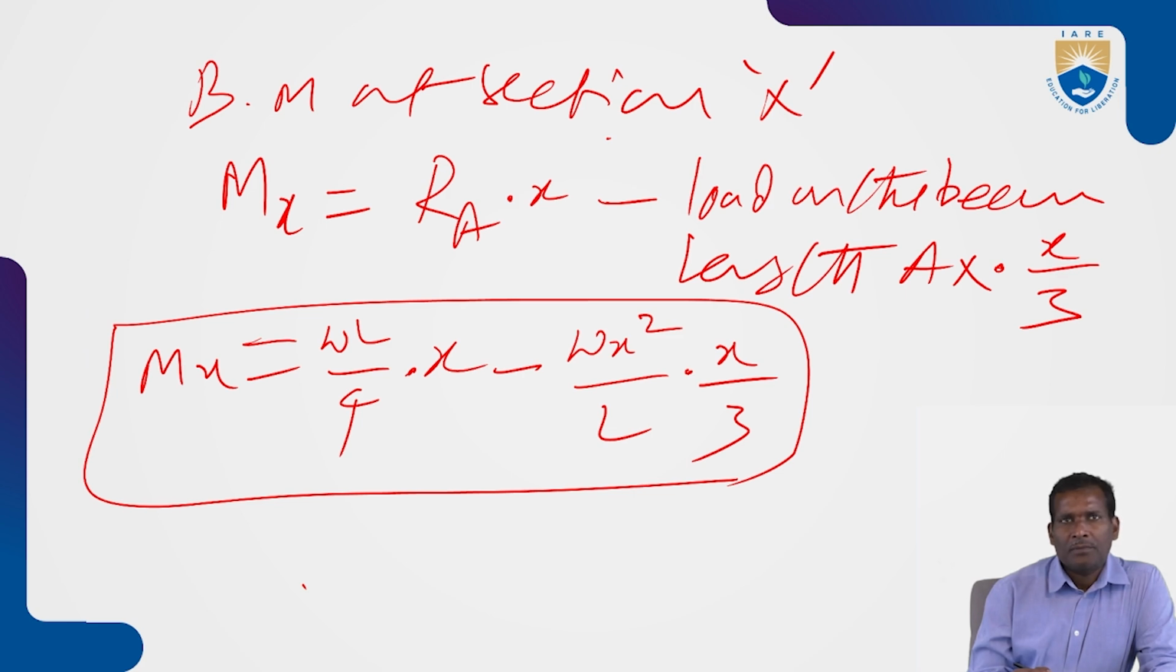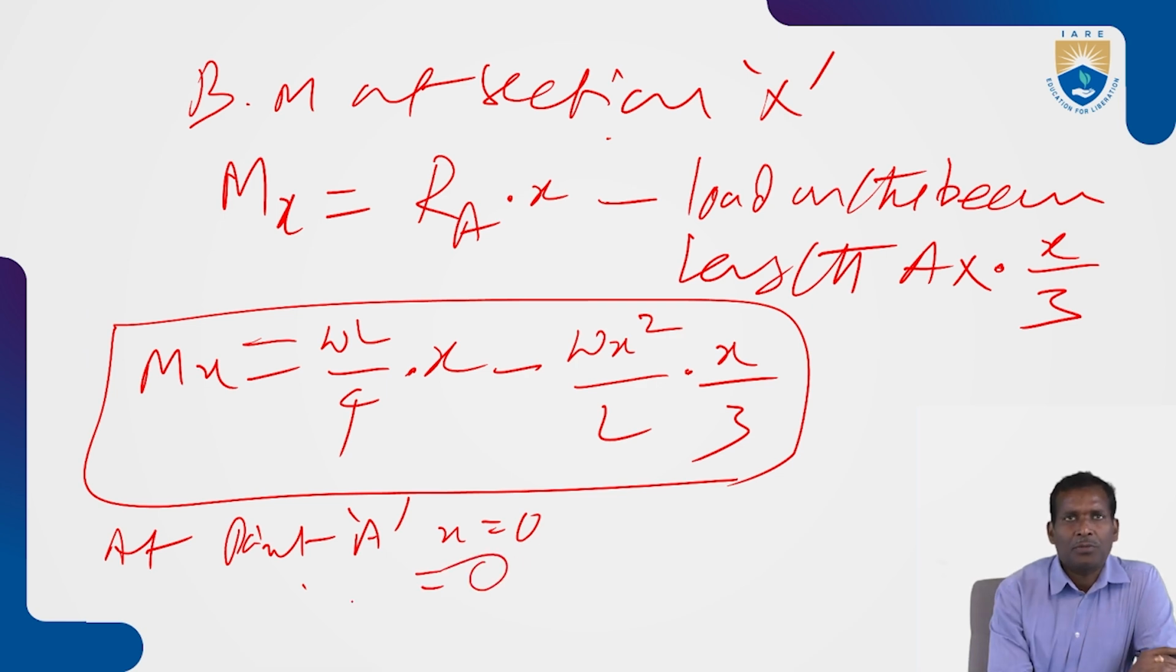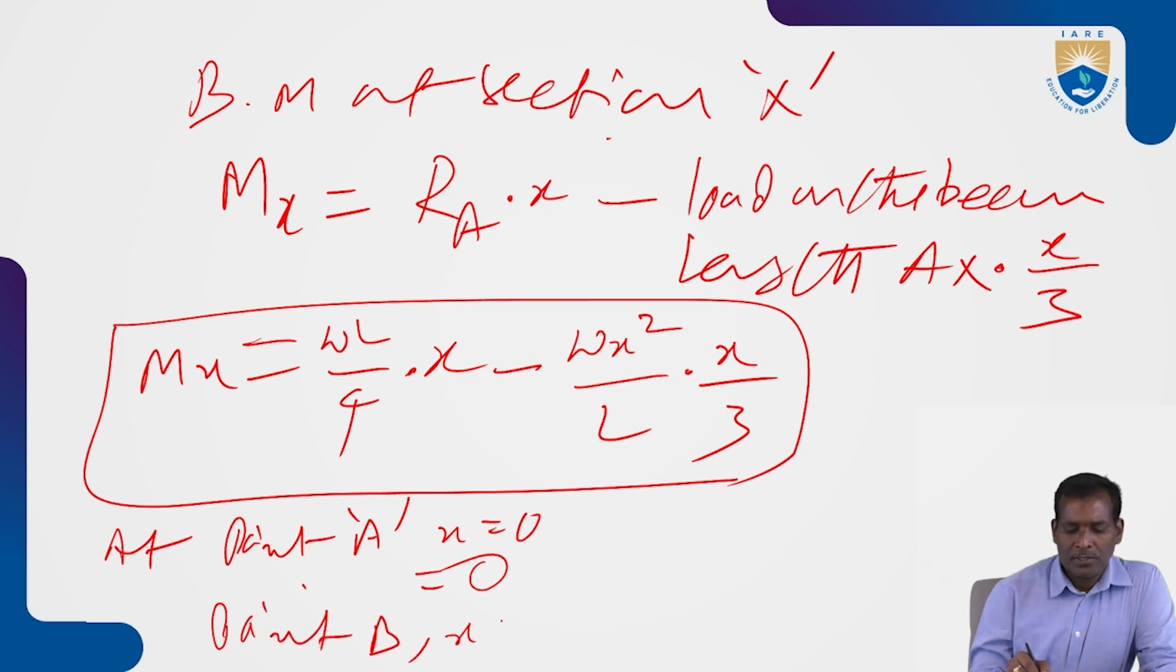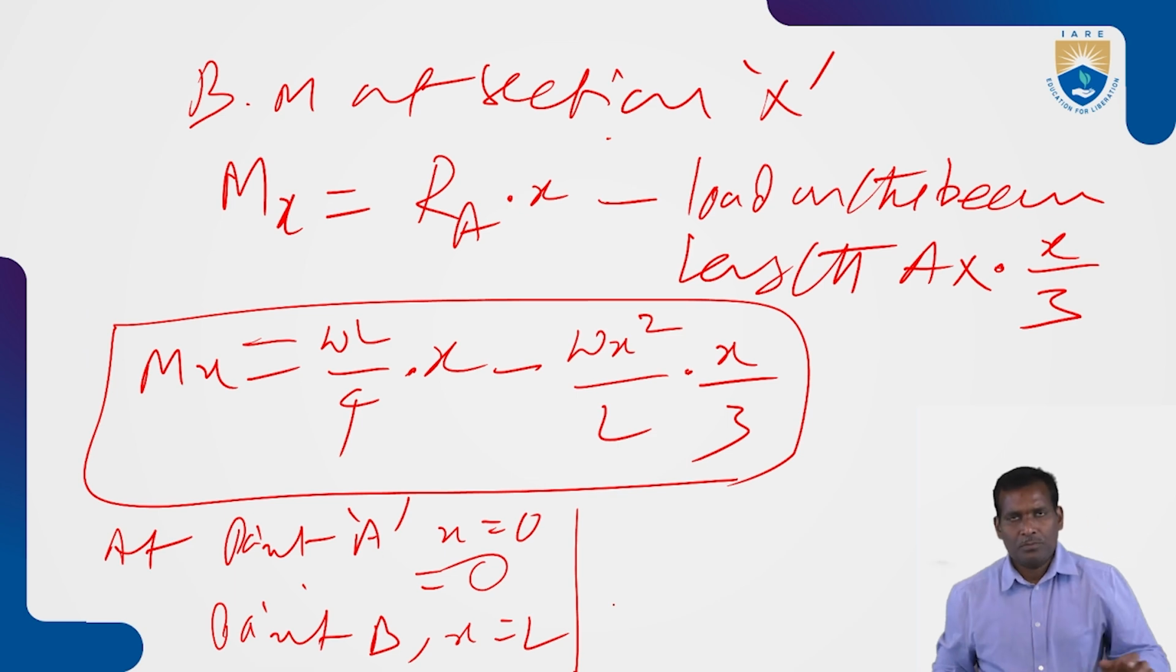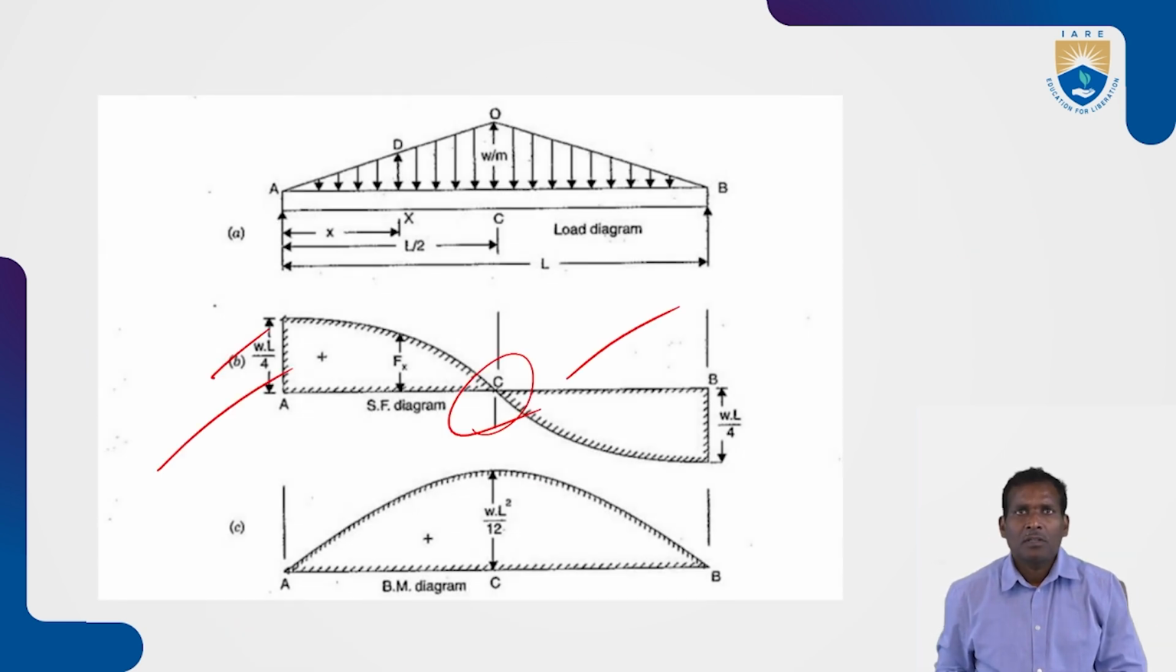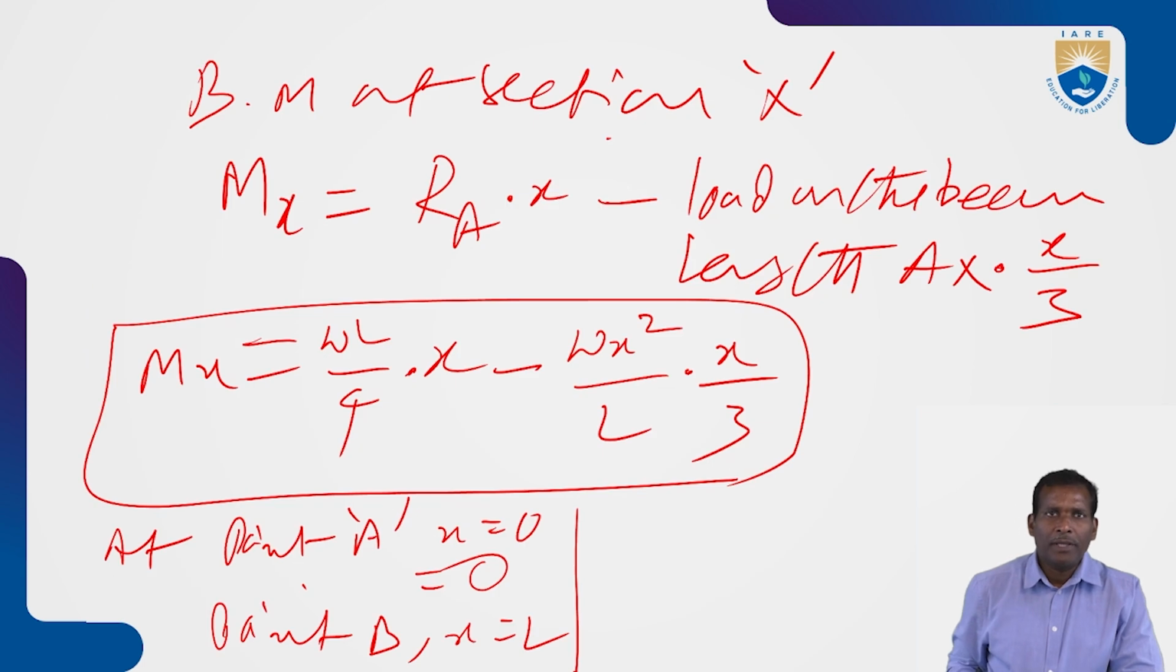So now calculate at point A, x is equal to 0. What is the bending moment? Substitute x is equal to 0. The bending moment is 0. At point B, at x is equal to L, for this also the bending moment is 0. So at A and B, the bending moment is 0.